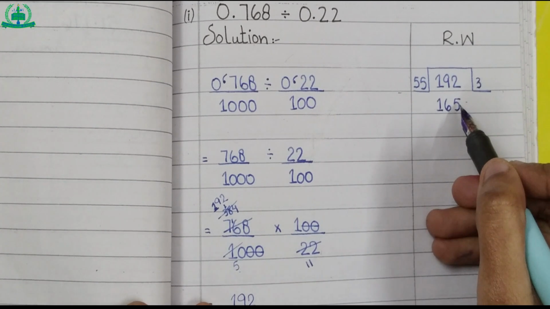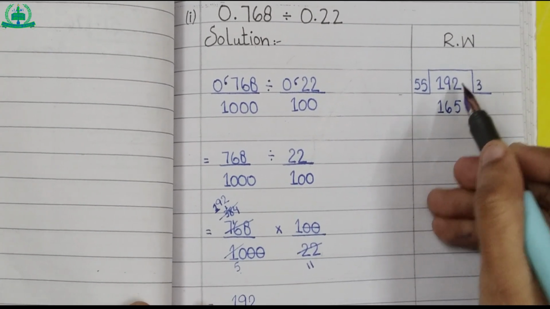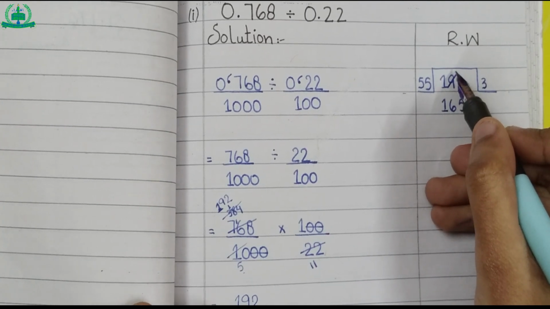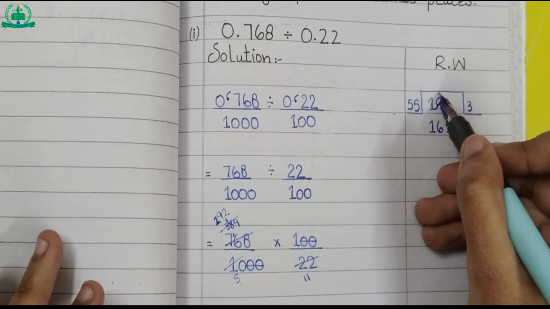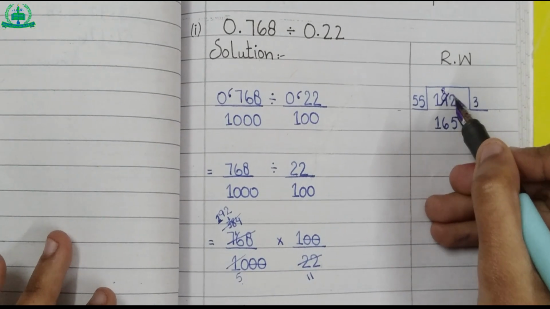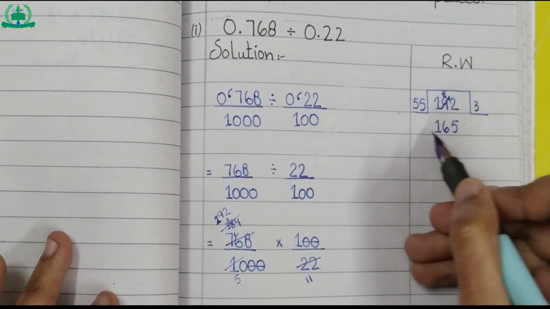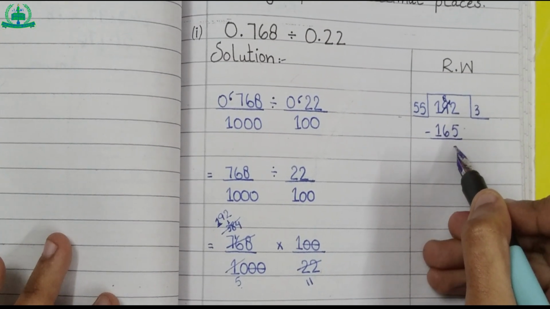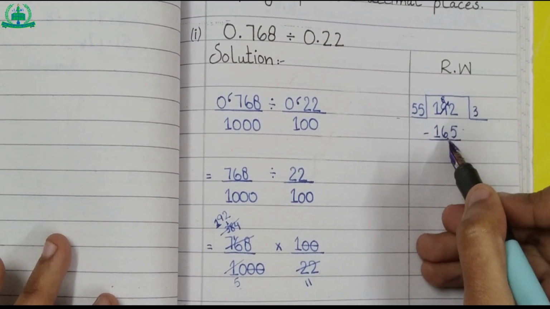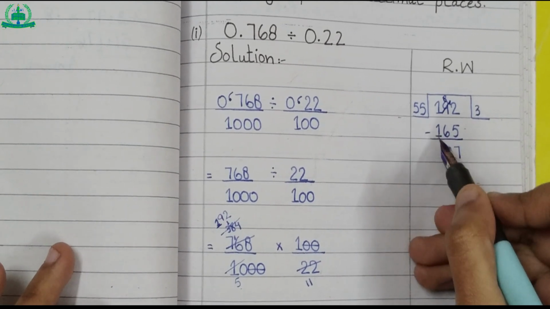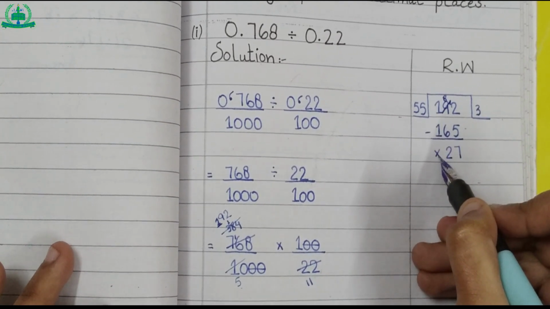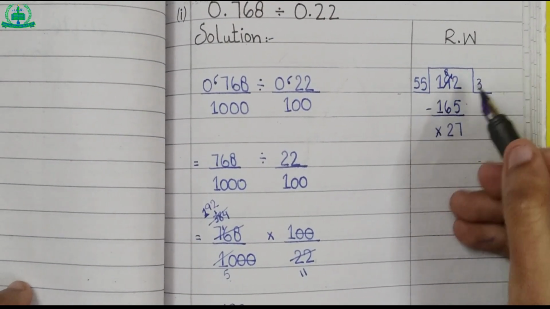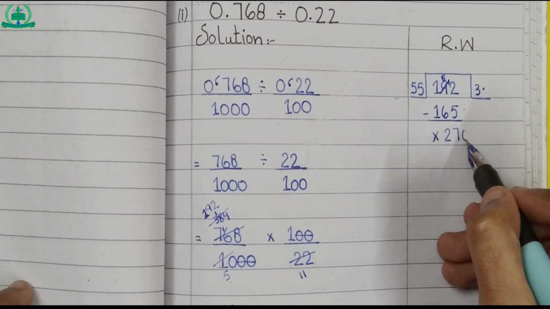We cannot subtract 5 from 2, so we borrow 1 from left hand side. So 9 becomes 8, 2 becomes 12, minus 12 minus 5, 7, 8 minus 6, 2, 1 minus 1, cross. 27 is not divisible by 55, so we put point and add 0.